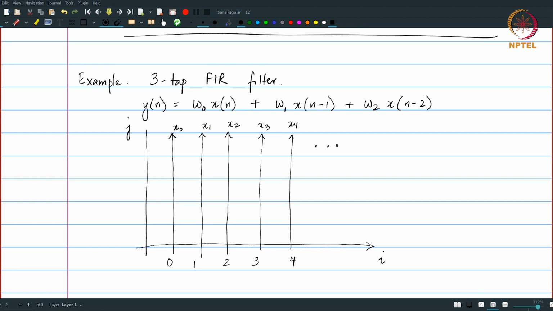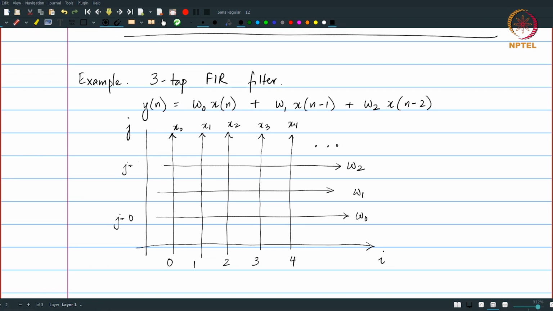Now similarly, on the vertical axis, I have my w's or weights. I'll consider j equal to 0 as w0, j equal to 1 as w1, and j equal to 2 as w2. Note that over here it's a 3-tap filter. I have only 3 weights, and therefore the entire list of weights basically stops there. In other words, on the vertical axis I have only 3 lines that I need to draw.